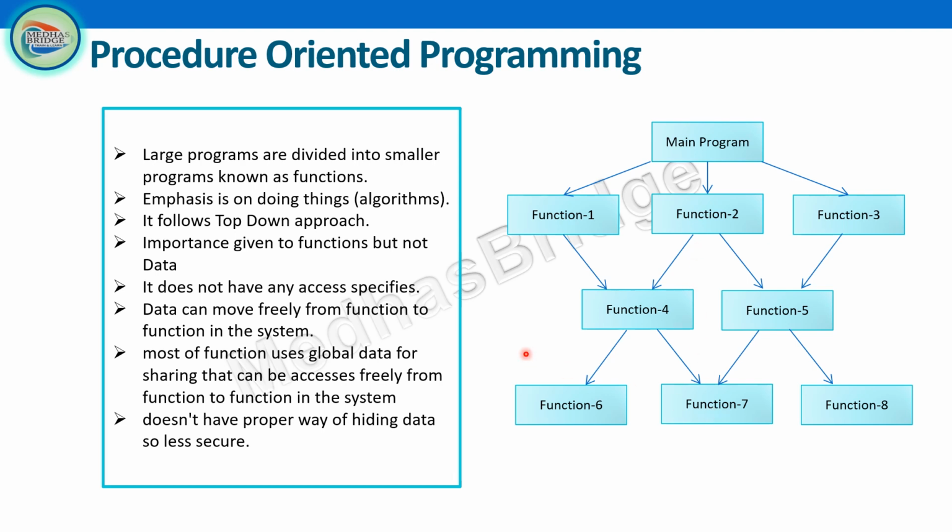It does not have any access specifier to access the data. Data can move freely from one function to another function. Most of the functions use global data for sharing, which can be accessed freely from function to function in the system. It does not have a proper way of hiding data, so it is less secure. Any function can manipulate the data.